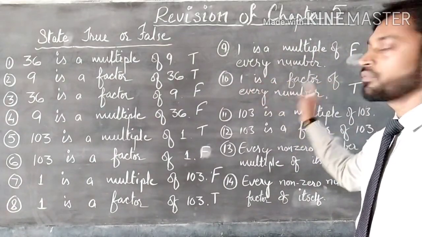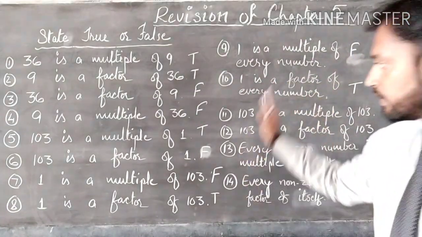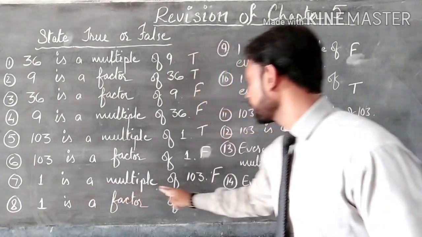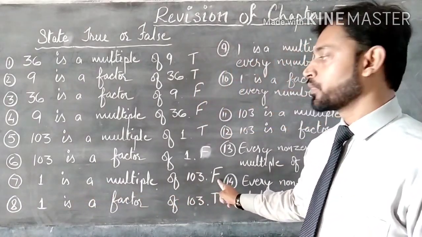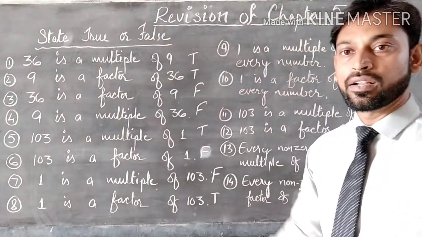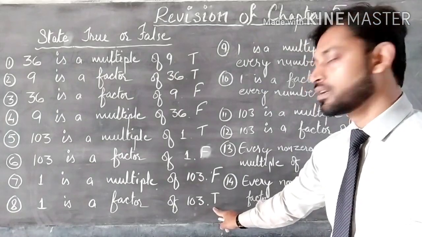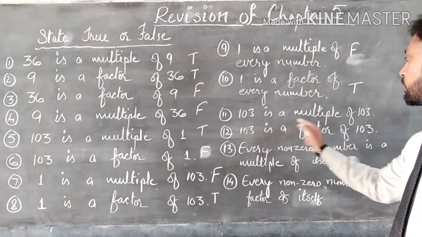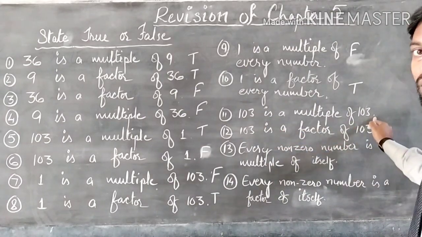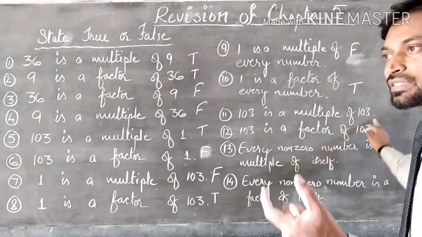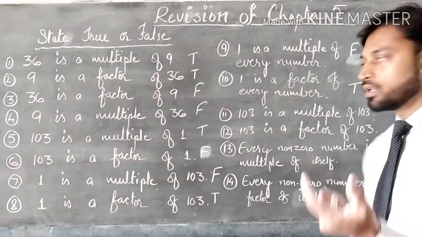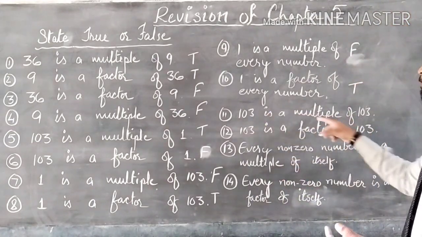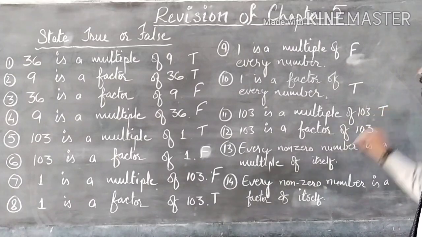1 is a factor of every number, this is correct. That's why 1 is a multiple of 103, this is false. 1 is a factor of 103, this is correct. Is that clear? This is true. Now see, 103 is a multiple of 103. So multiples and factors can be equal. So 103 is a multiple of 103, that is true.